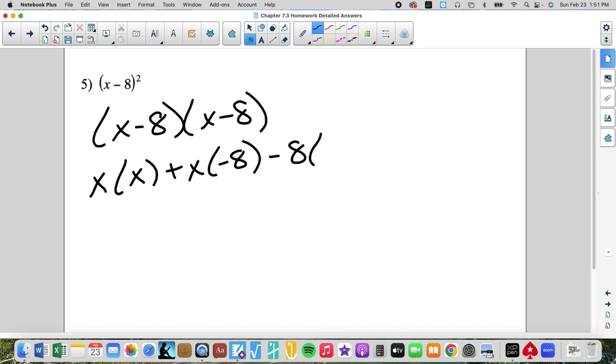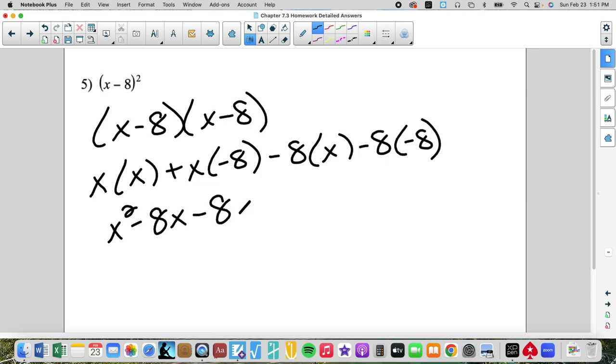And I'm getting good at my times tables and multiplying single digit numbers. x times x, x times negative 8, negative 8 times x, and negative 8 times negative 8 is positive 64. x squared minus 16x plus 64.